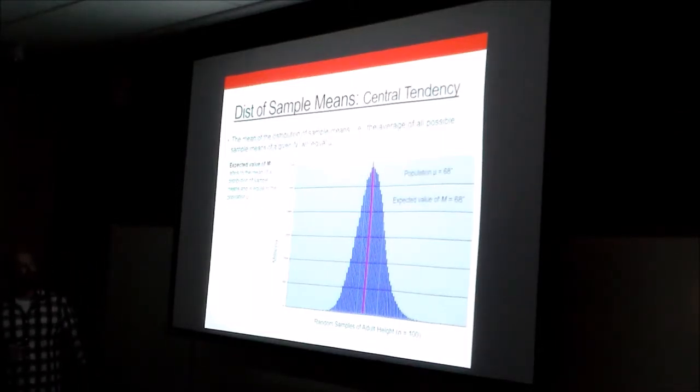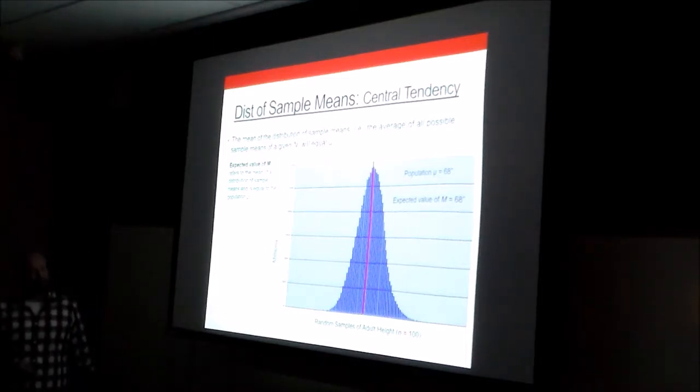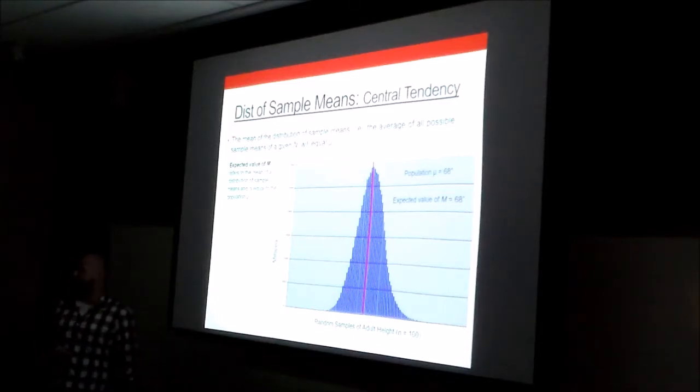We talked about how the expected value of the sampling distribution of sample means, our expected value of M, is going to be the mean of our sample means. The mean of our distribution of sample means is equal to what, Sam?